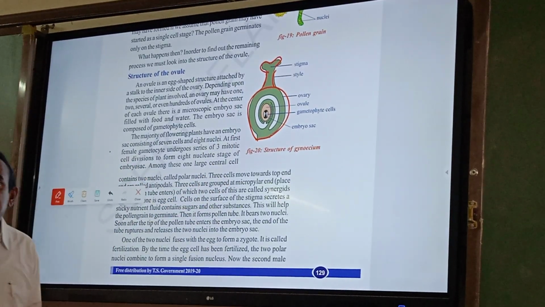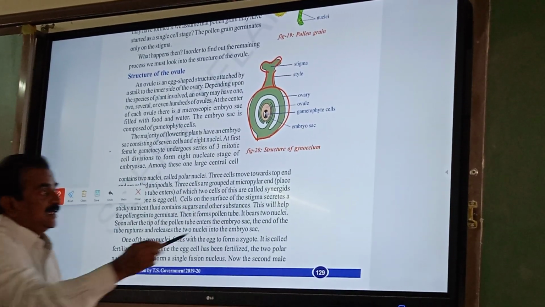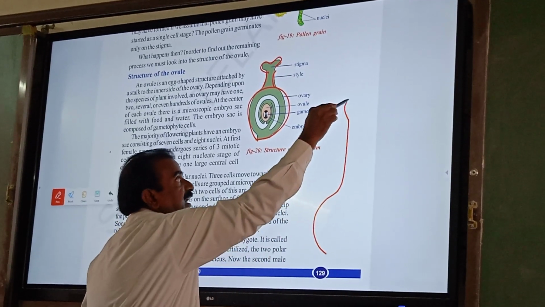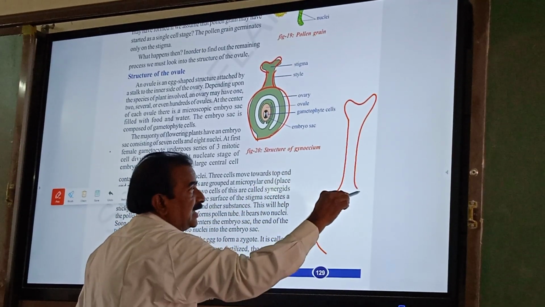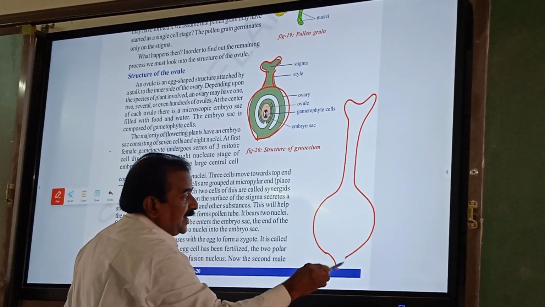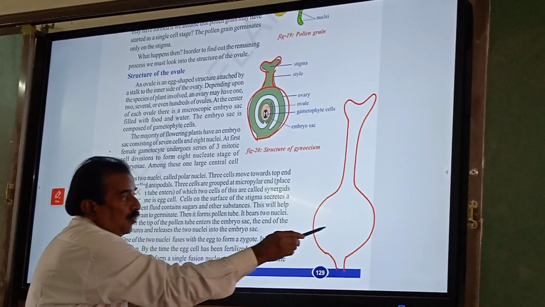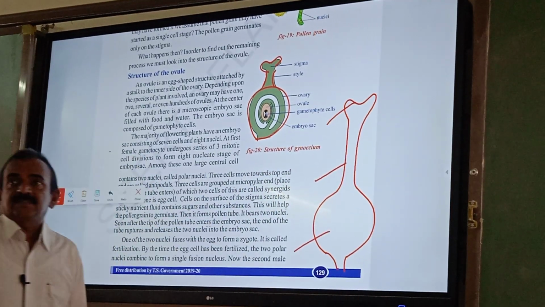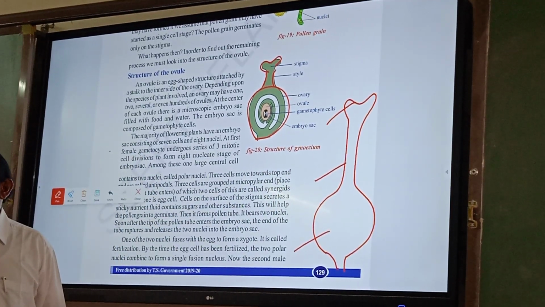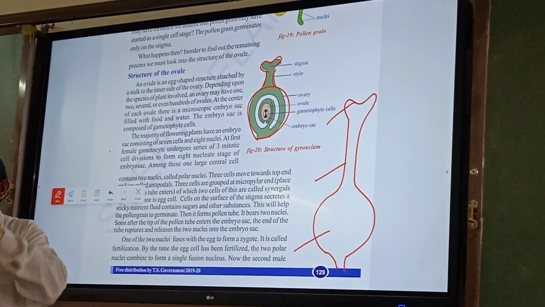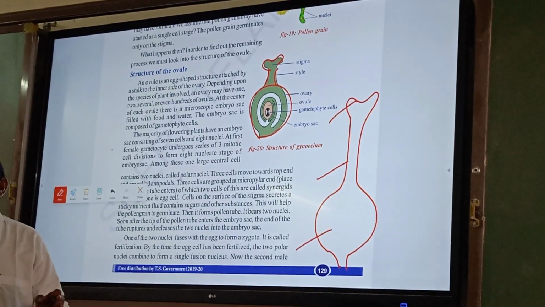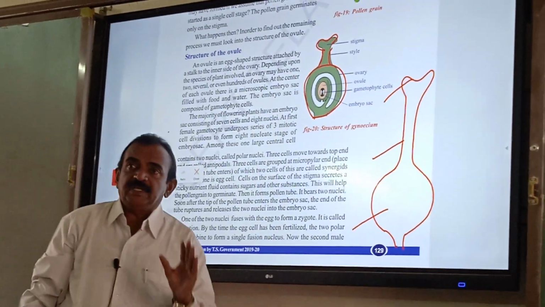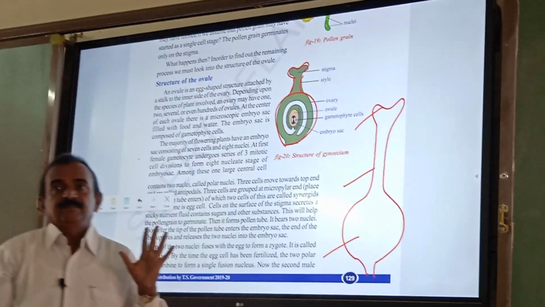How many parts are there? Three parts are there. What are they? This is called ovary, this is called style, and this is the stigma. Once again, what are the main parts of gynoecium? Ovary, style, stigma. Gynoecium is the female part. It is also called pistil, and also called carpel. It consists of three parts: ovary, style, and stigma.